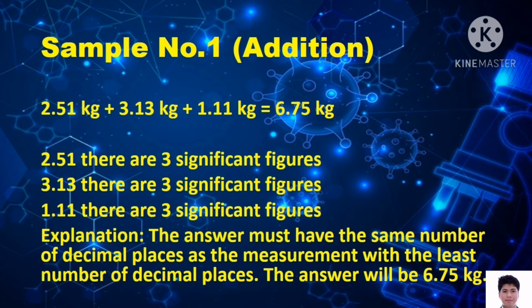Brilliant! Remember, 2.51 has three significant figures, and 3.13 has three significant figures, while 1.11 has three significant figures. The answer must have the same number of decimal places as the measurement with the least number of decimal places. The answer will be 6.75 kilograms.